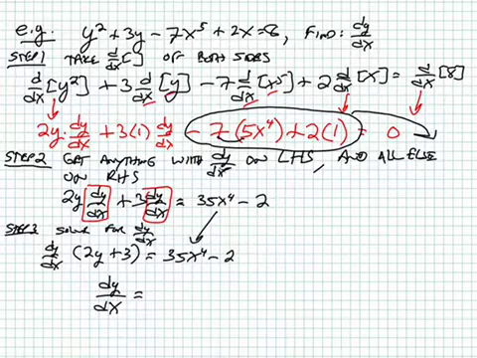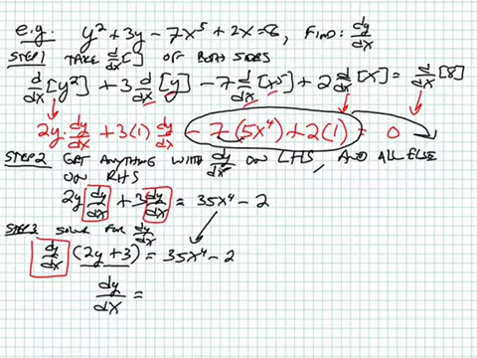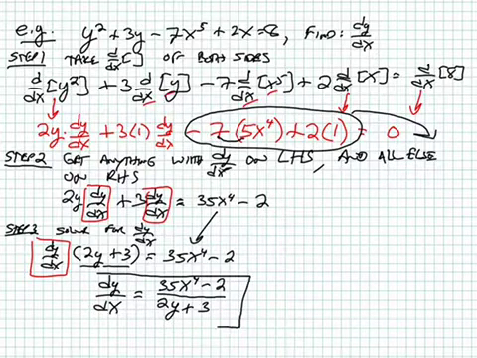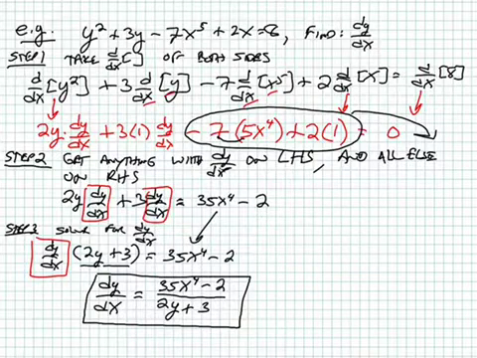So again, you're solving for dy/dx. So I'm going to divide both sides by this term, 2y + 3. So dy/dx then is equal to (35x^4 - 2) all over (2y + 3). And this describes the derivative at any point on this implicit equation. Okay, let's do a practical example with this.